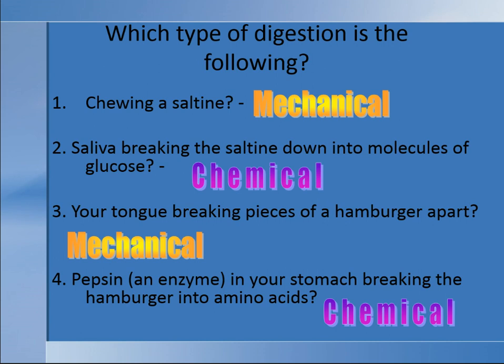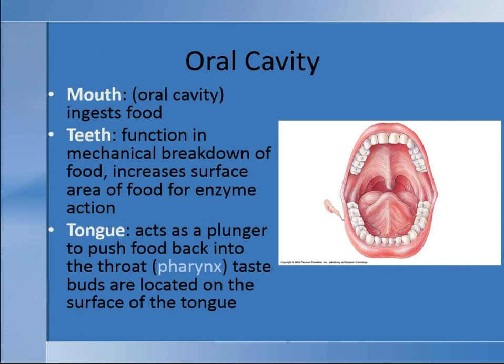That is chemical, right? So you have all of these examples, but digestion starts, as does ingestion, in the mouth, right? So the mouth ingests the food. The teeth are the gnashers, they're the grinders, they're the cutters, and they will mechanically break down the food. The tongue is actually very important. It acts like a plunger and pushes the food back into the throat, in the pharynx, and this is how it ends up getting into the esophagus, because you swallow once it's in the pharynx.